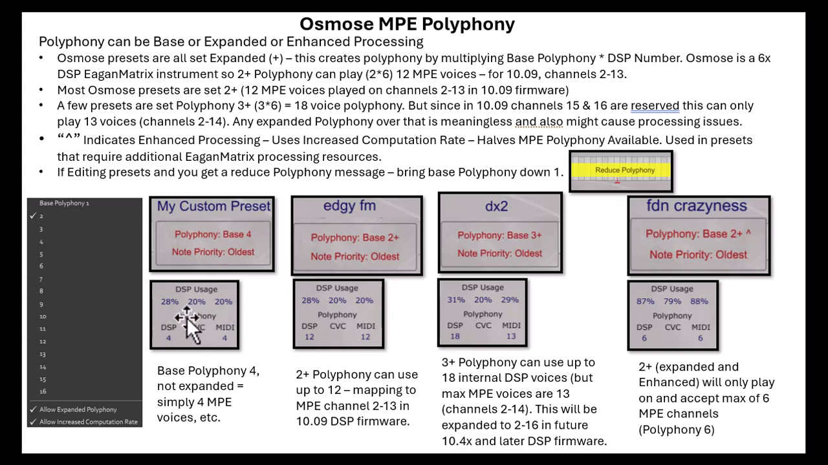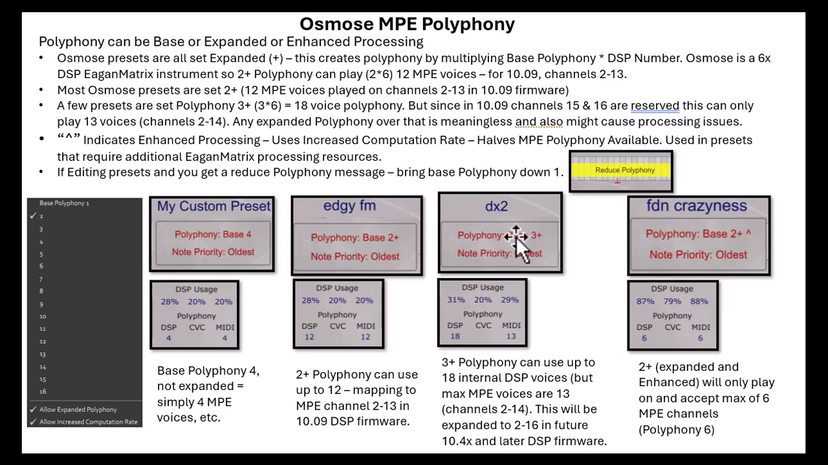You can always look in the editor at your DSP usage. That'll show you what each of your, in this case, 3 DSPs that are each 2x DSPs to give you a total of 6x, what each DSP is doing in terms of processor usage. If this number starts getting up in the 80s or 90s, you might start seeing a reduced polyphony message come out on your editor screen, and that's a good indication to go in there. And if it says 2 plus, reduce it to 1 plus, or if it's 3 plus, reduce it to 2 plus.